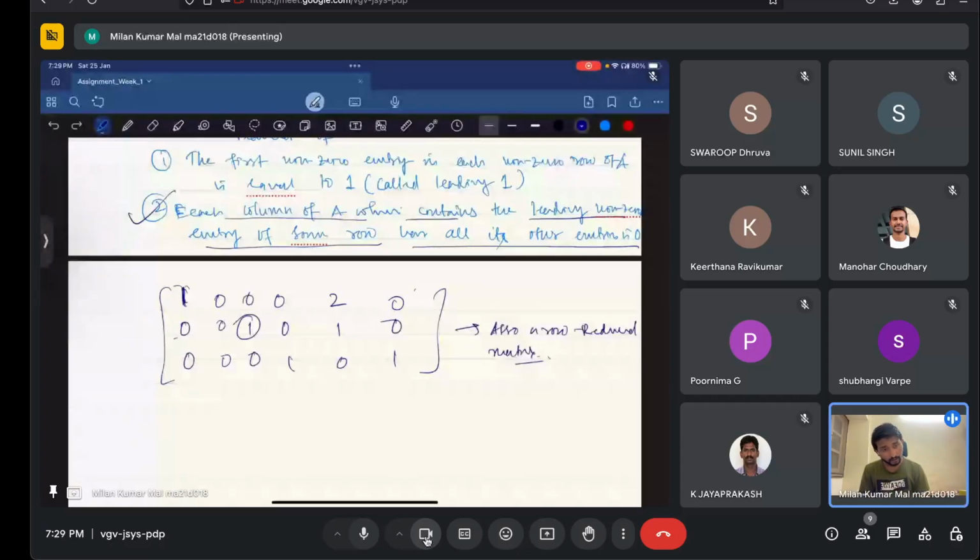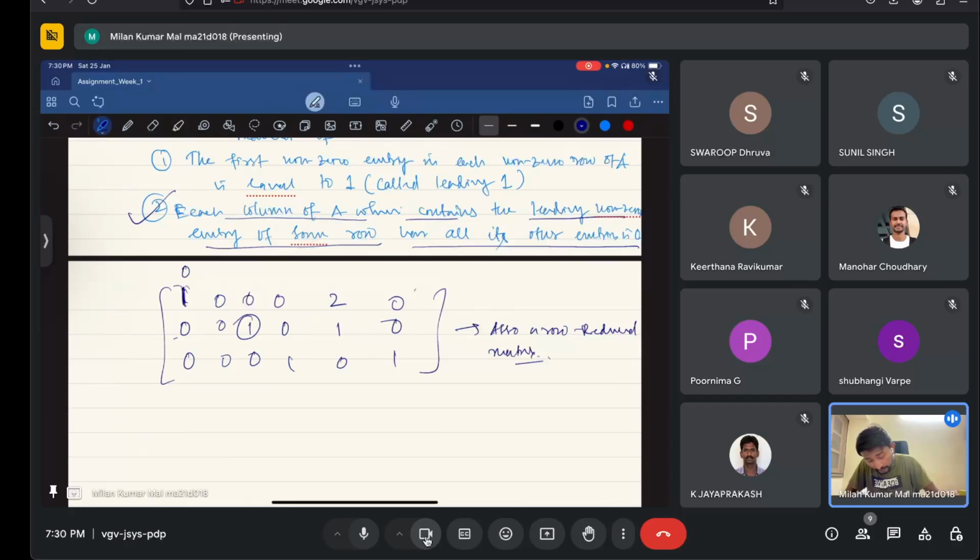Obviously, the first non-zero entry of the second row can be here, or here, or in any other position. But I'm just trying to say this is the first non-zero entry of the second row, and all other entries on that column are 0. Similarly, the third non-zero entry is at this place, and all other entries are 0.